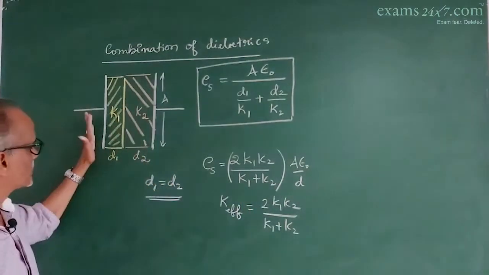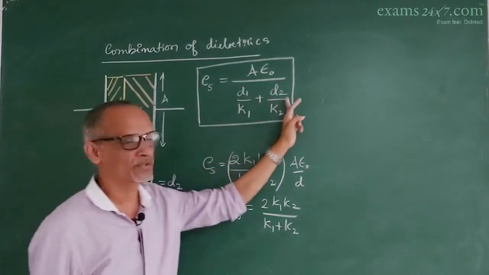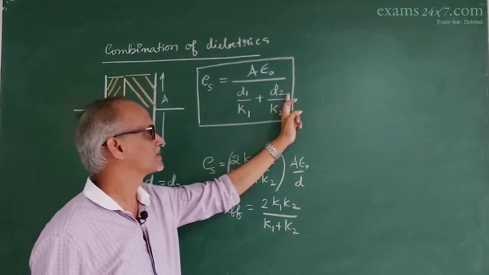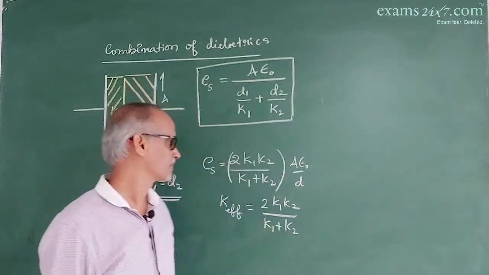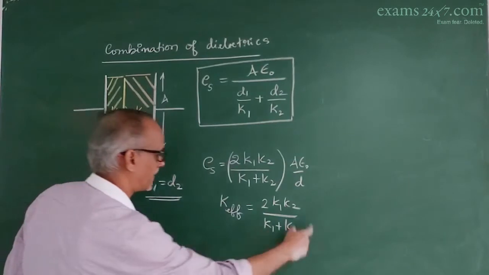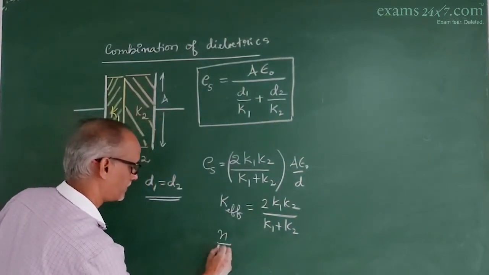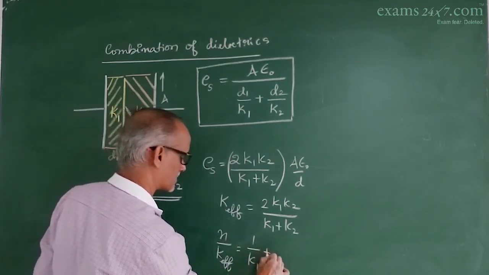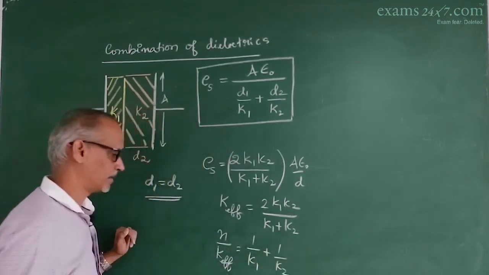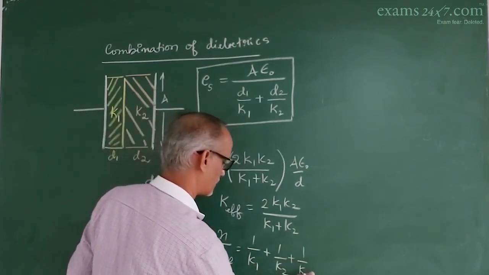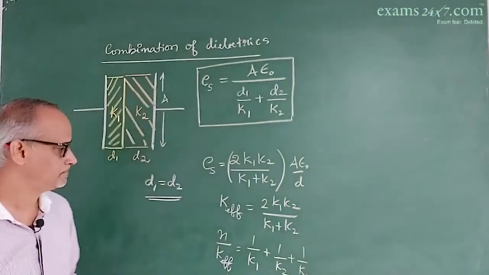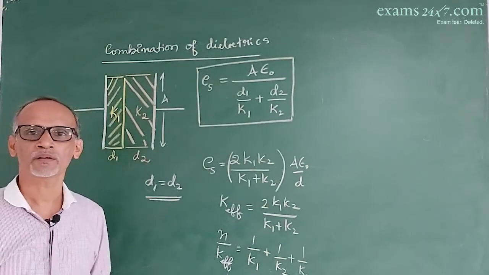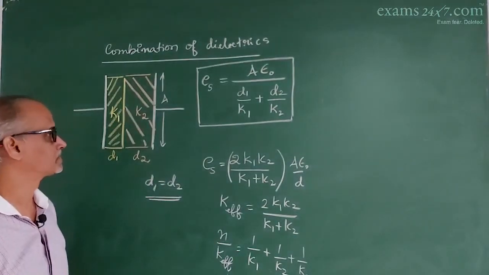Now what if there are more such dielectrics? Then you need to continue this term: d1 by k1 plus d2 by k2 plus d3 by k3 and so on. And here we can find K effective like this: N by K effective is equal to 1 by K1 plus 1 by K2 plus 1 by K3 and so on. That is basically in terms of the harmonic progression.